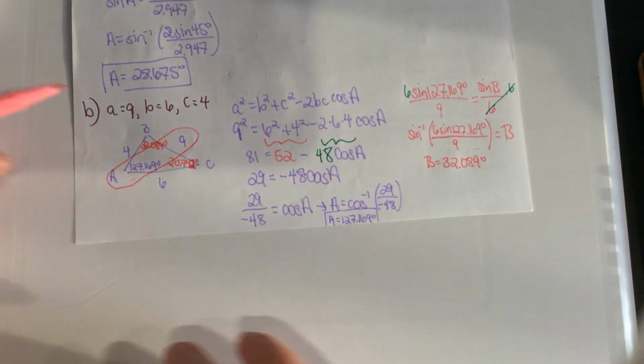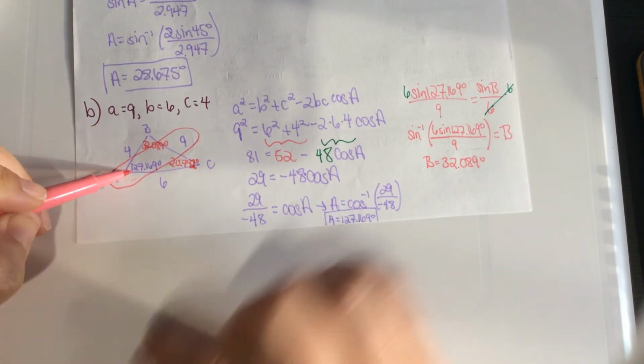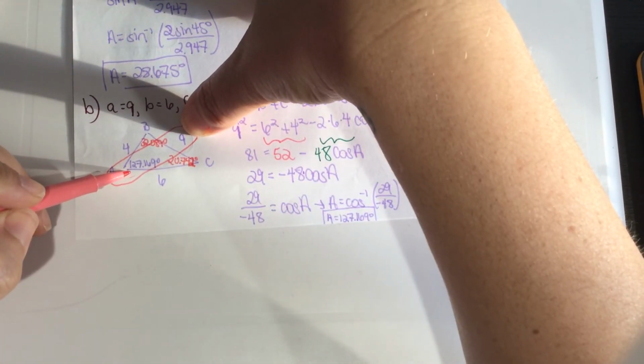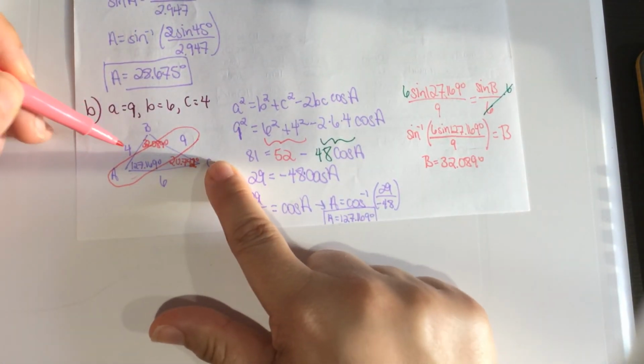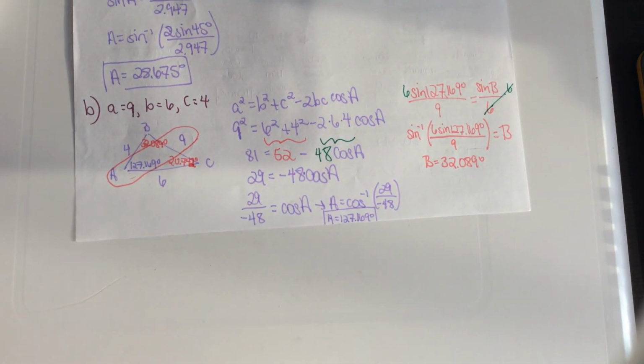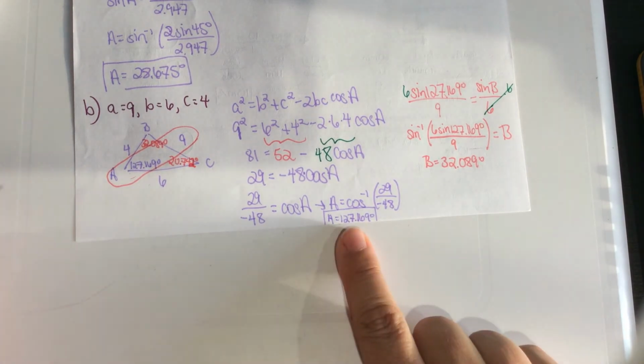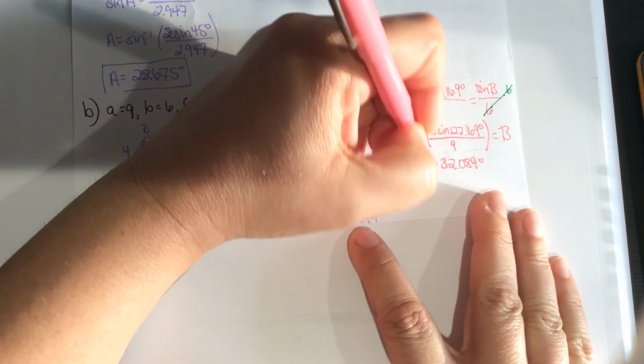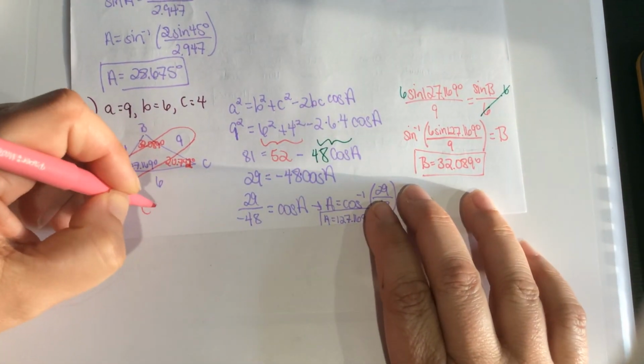And then double check. Largest angle, longest side, that checks out. Smallest angle, shortest side, that checks out. So then obviously the middle is going to check out. Oh yes, I did box answers. So I got A down there, I got B right there, and I get C right there.